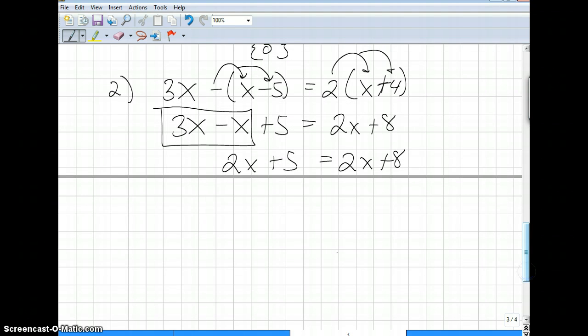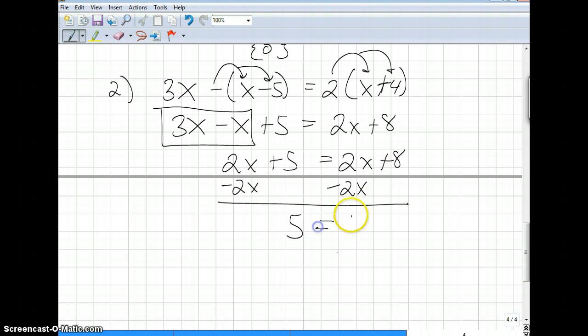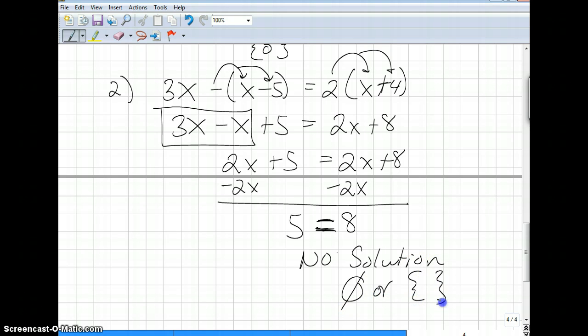Then remember, our goal is to get all our x's on one side, everything else on the other side. So I'm going to subtract 2x from both sides. And when I do that, I get 5 equals 8. Now, does that make sense? Can 5 equal 8? It doesn't make sense. So whenever you get something like this that doesn't make sense, that means there's no solution. There's no value for x that will make the equation true. So we would say our solution is the empty set or empty brackets.